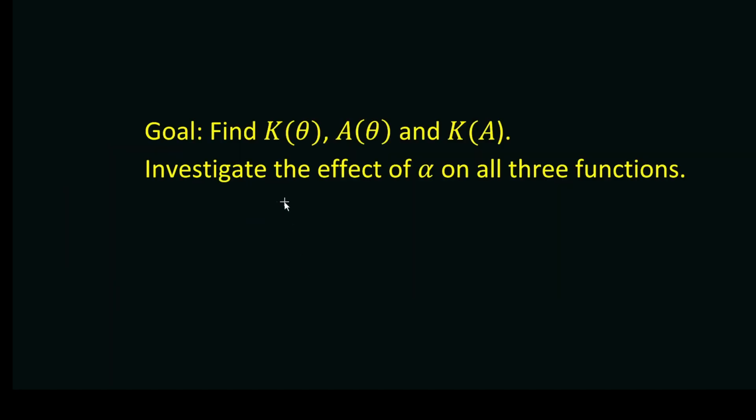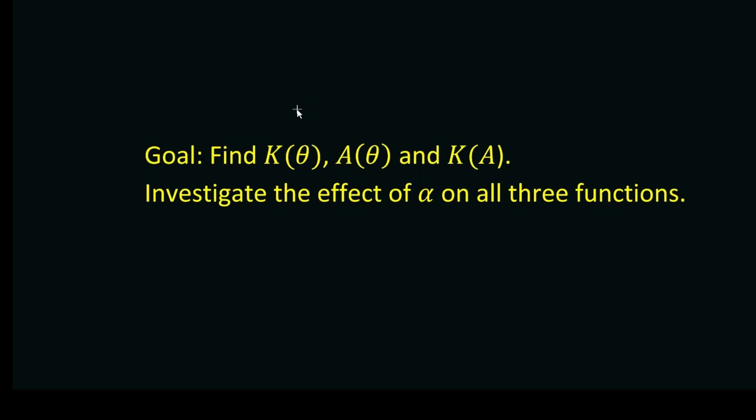And the mathematical problem just boils down to finding these three functions: k as a function of theta, a as a function of theta, and k as a function of a. The last function is exactly the energy and area trade-off curve we've shown earlier in our animations. And after that's done, we wish to investigate the effect of alpha on all three functions. In particular, we are interested in the behaviors of these functions when theta is near the optimal angle, equivalently when k is near its minimum. Therefore, it is desirable to have a simple approximation for all these functions when theta is near the optimal angle.